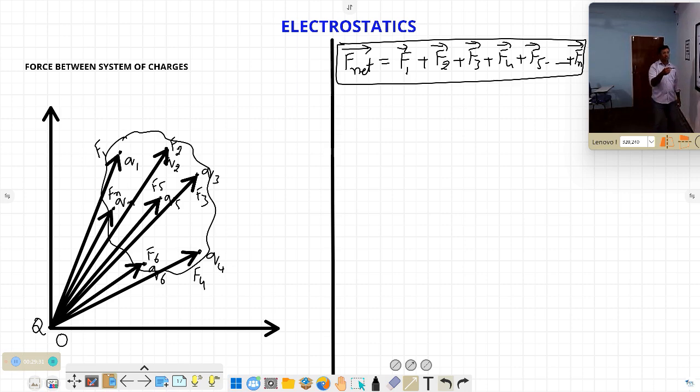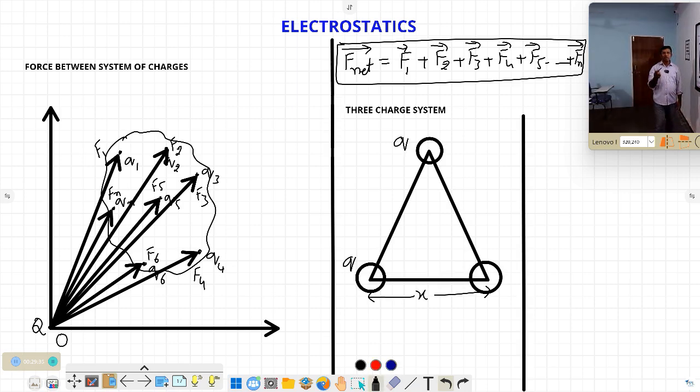Now we'll discuss some problems based on these models. Now we will have a theory-based system of charges, and formulas will be there. First, for a three-charge system, how to solve the problem and how we are going to write the formulas, and using that, how we need to solve different types of models of problems.